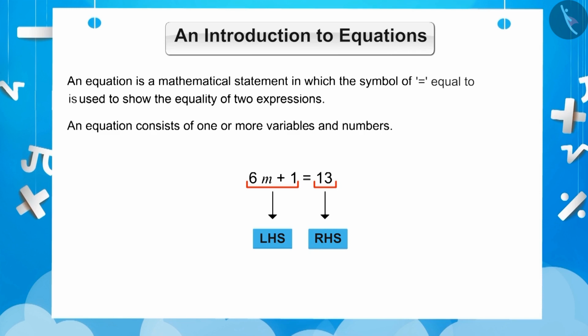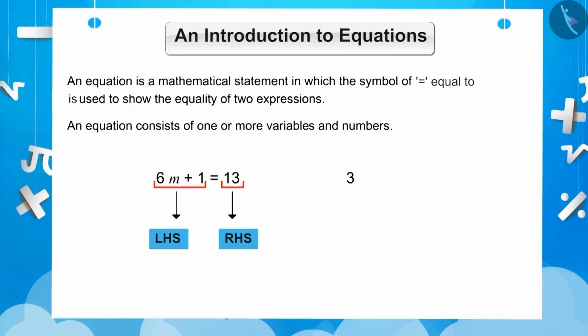It is also important to note here that the value of the variable in an equation that satisfies the equation is called the solution of the equation. Similarly, 3P plus 5 is equal to 8. This equation shows us that the sum of 3P and 5 is 8. The left side of the equation is 3P plus 5 and the right side is 8. The value of P that satisfies this equation will be called the solution of this equation.